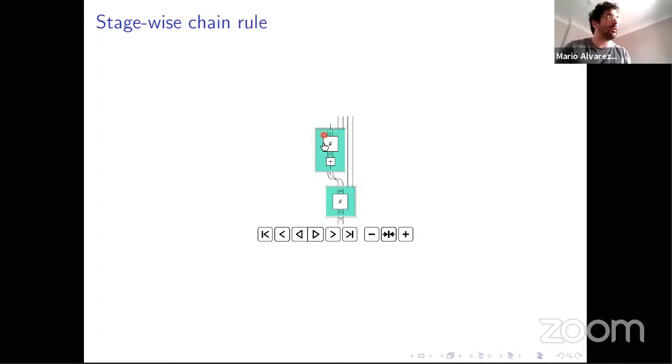If you have a graph followed by an addition, you just apply the rule for addition. You apply the induction hypothesis. You unapply the rule for addition, so that this top graph just becomes the reverse pass of G followed by plus, and you've just proven your reverse mode chain rule.